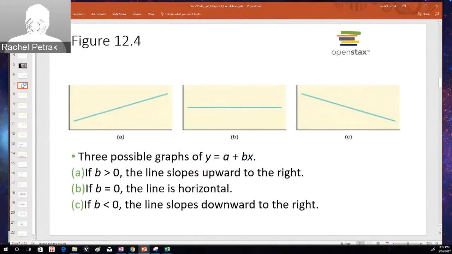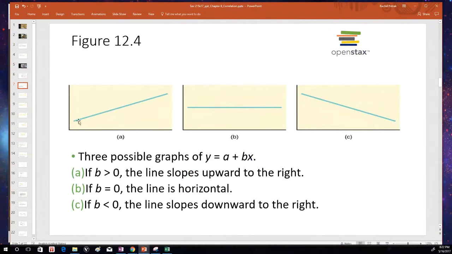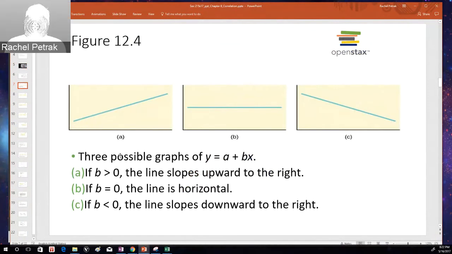And now we have three possible graphs of y equals, and you can see here they're using the a plus bx terminology. This is from our OpenStax textbook, which I have recommended as your additional resource if you're looking for one. There are lots of problems in it, and the answers are, I think, in the back of the book for everything. So it's really nice if you want some more clarification on a topic or more practice.